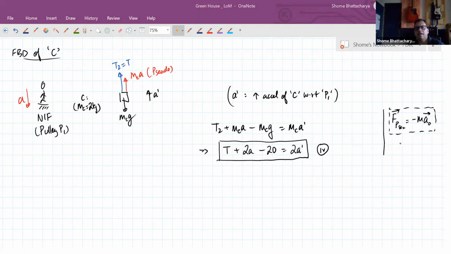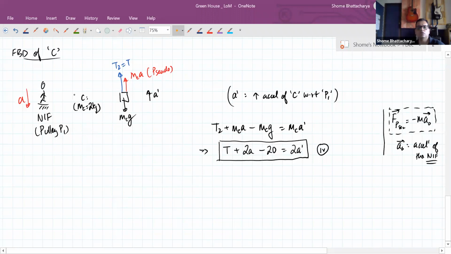What is A naught? It is the acceleration of the non-inertial frame. So here the acceleration of the non-inertial frame is A downwards. Yes. Okay. So you have to be very careful. Don't confuse the acceleration of the block with the acceleration of the frame. Which is why I've written very carefully for you which one is which. A prime is the acceleration of C with respect to pulley P1, whereas what is the acceleration of the frame? A downwards.